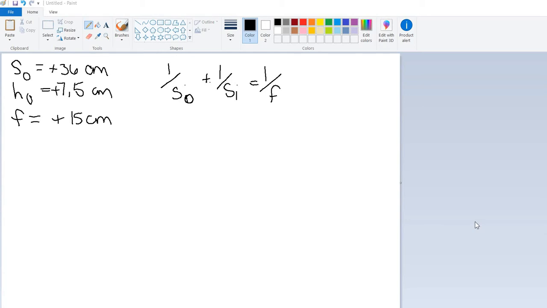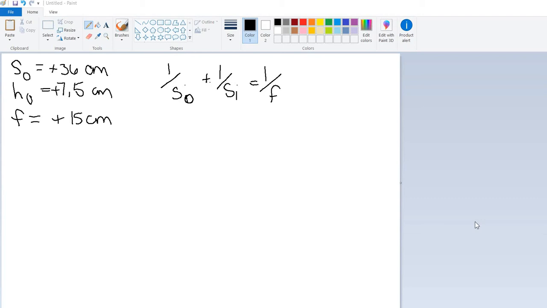My object distance was roughly a positive 36 centimeters because it was on the left side of the lens. My object height, since it was upright, is a positive 7.5 centimeters. And then my focal length was a positive 15 centimeters, and I know it was positive because I'm using a converging lens. Again, if you need help with figuring out whether your values are positive or negative, make sure you email me.